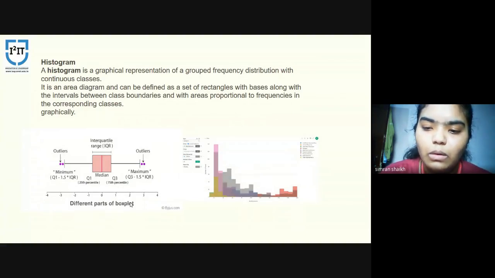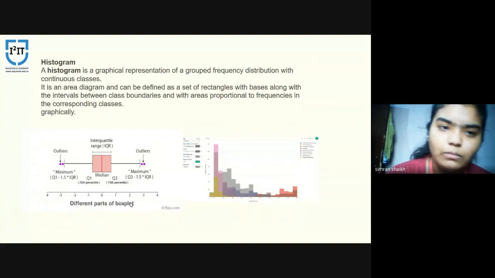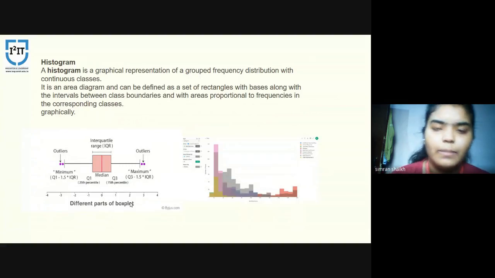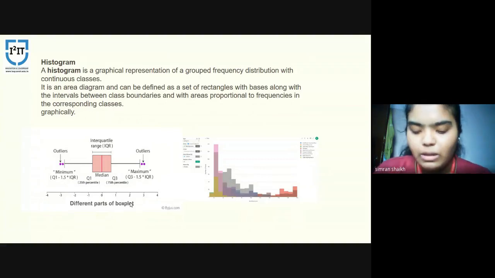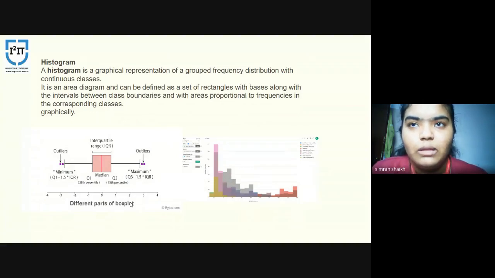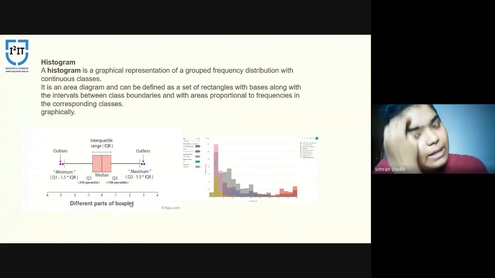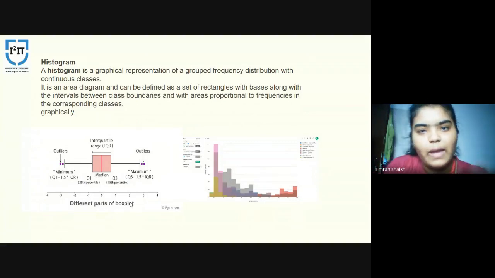Now, the histogram. A histogram is the graphical representation of the grouped frequency. What is the difference between a bar graph and a histogram? A bar graph contains bars, but a histogram has parameters for both, as the height and the base can be brought according to the area. It's actually an area diagram, and it can be defined as a set of rectangles based along the interval between the class boundaries.